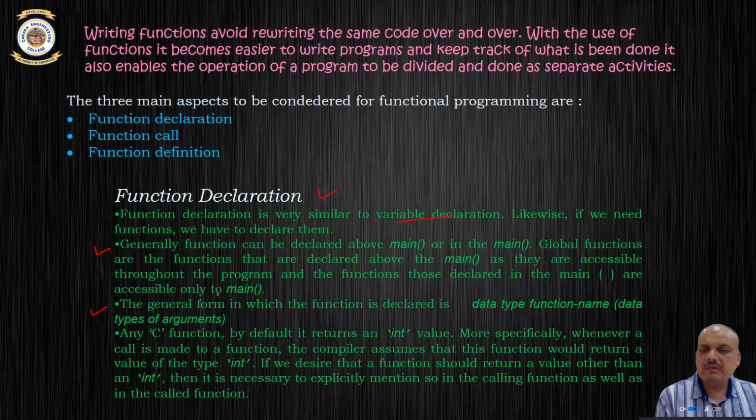The general form in which the function is declared is given here. First we have a data type, which says what type of data the function is going to return. Are we expecting it to return an integer or floating point and so on. Then comes the function name. How do you name this function? How do you invoke it? What do you want to call it? And then comes the parameter list, or the arguments. This is where you can have multiple arguments or data that can be passed on to a function.